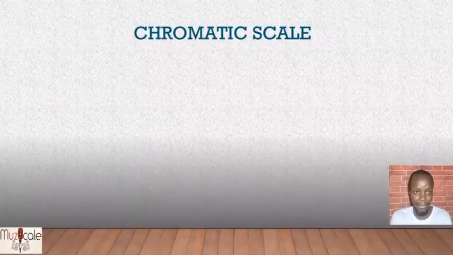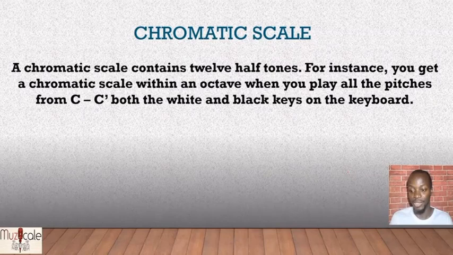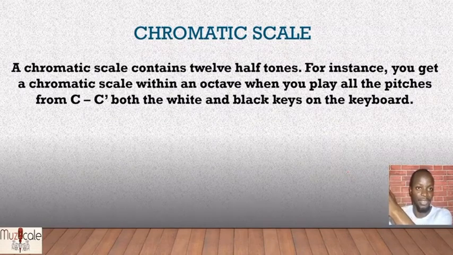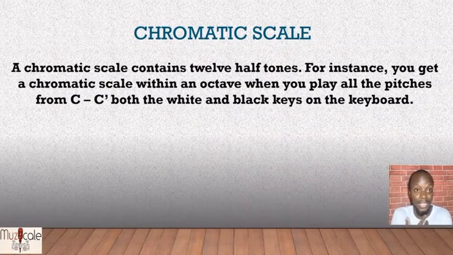Chromatic scale, from the word chroma, color, right? A chromatic scale contains 12 half tones. For instance, you get a chromatic scale within an octave when you play all the pitches from C to the upper C, right? You play both white and black keys, and that's where the name comes from. Chromatic, colored. When you play the white and the black keys on the keyboard, you're playing the chromatic scale, the colored scale, right?